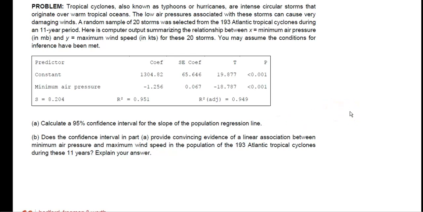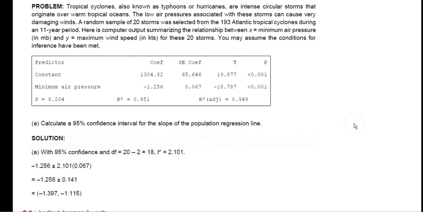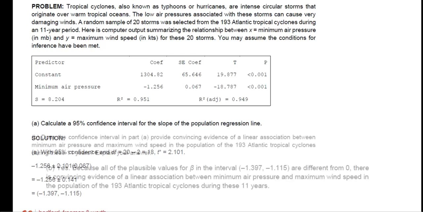If you want to do a couple extra problems here, you can look at these two. Using the data there, you can grab the slope, negative 1.256. That's our center, that's our mean. Plus or minus 2.101, the t critical value for 0.975 with degrees of freedom 18. And then 0.067 is the number next to the slope in the output, says SE above it. And then you just type it into the formula.